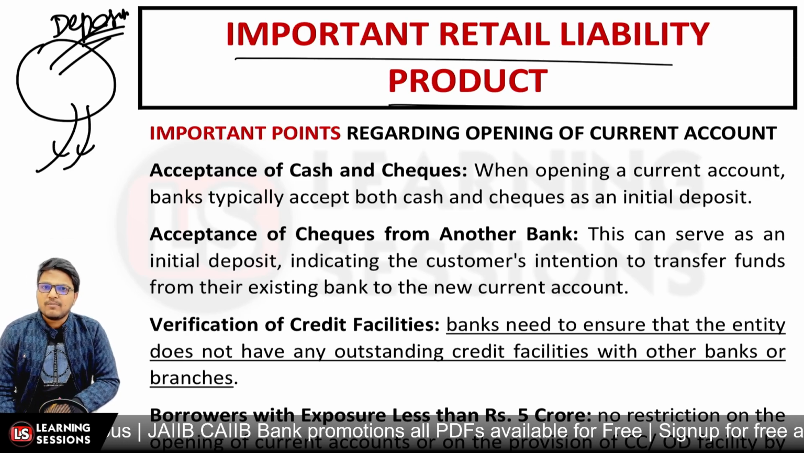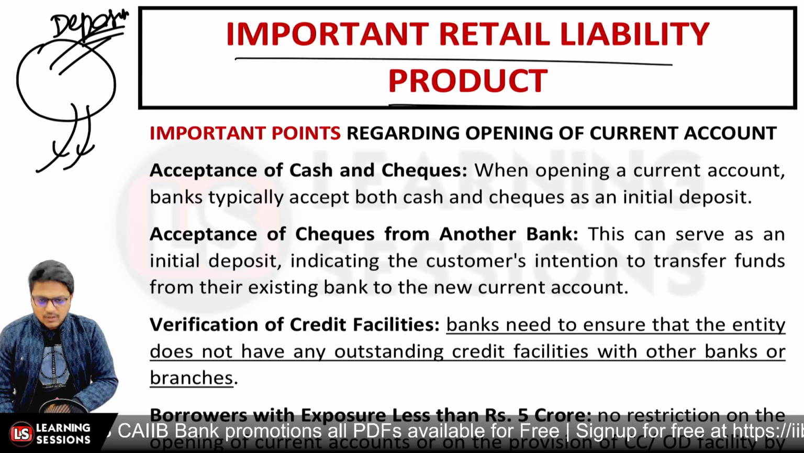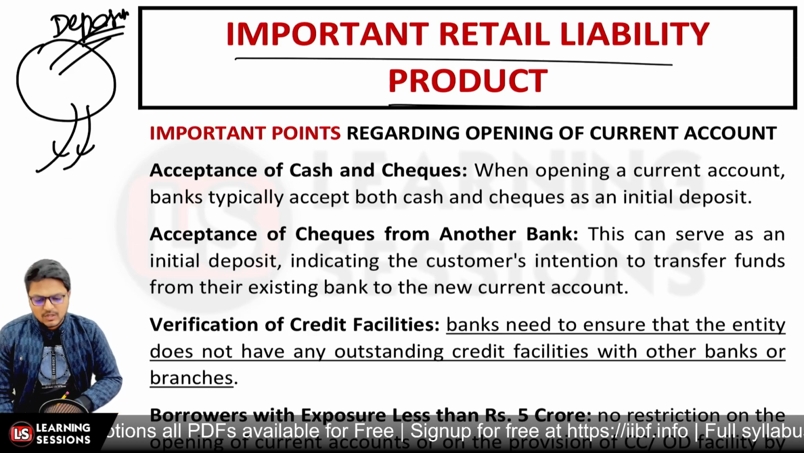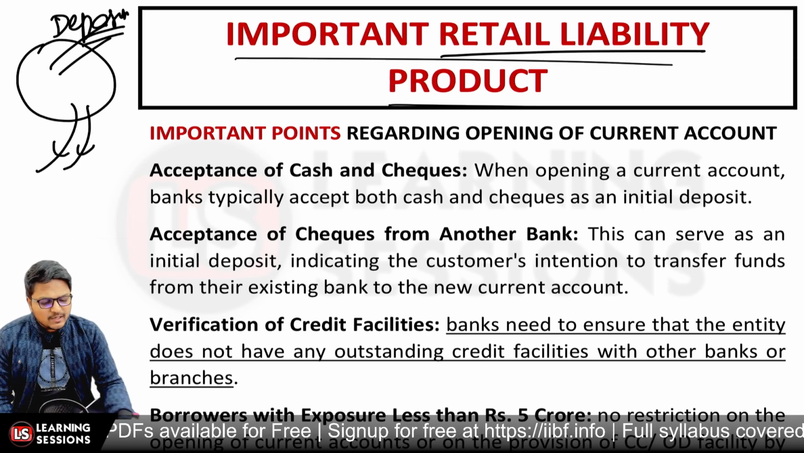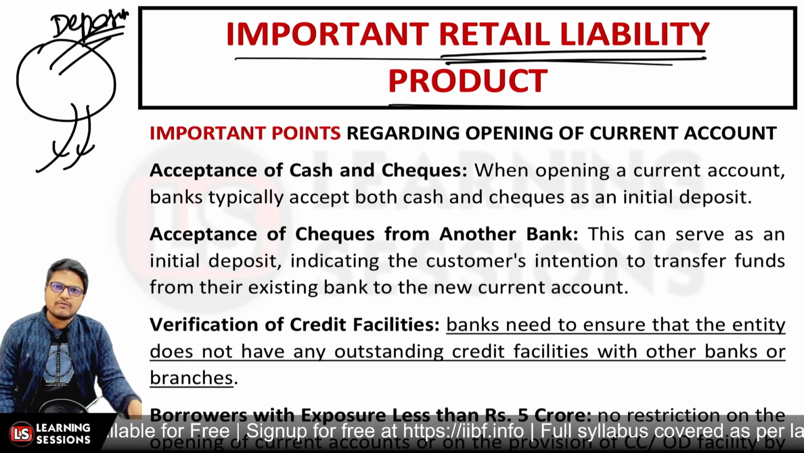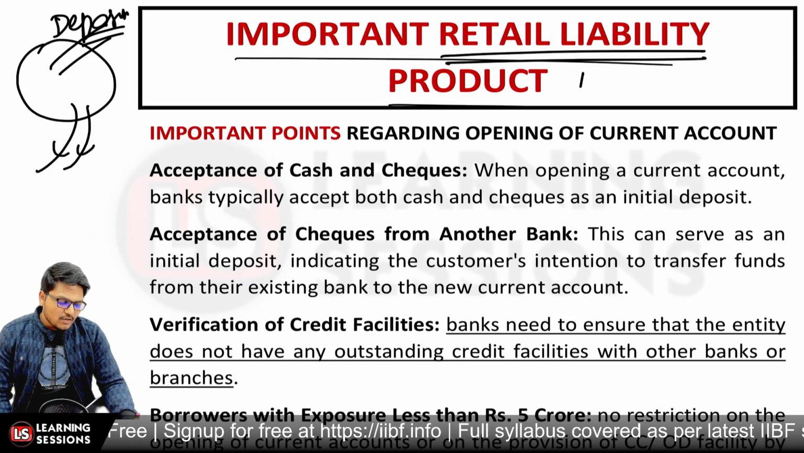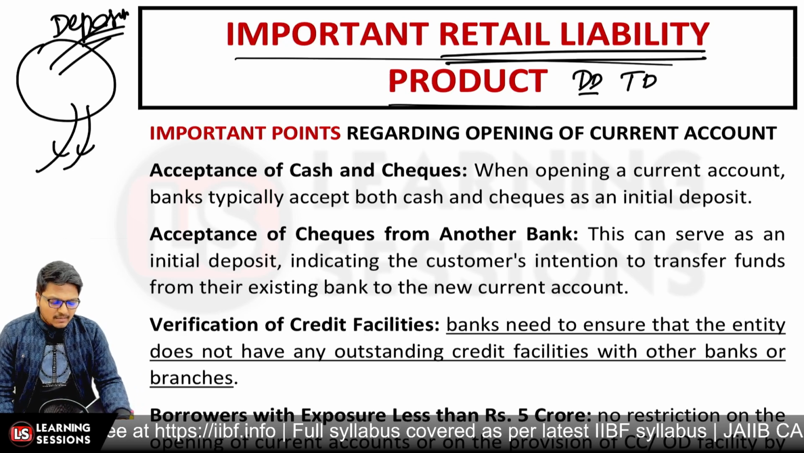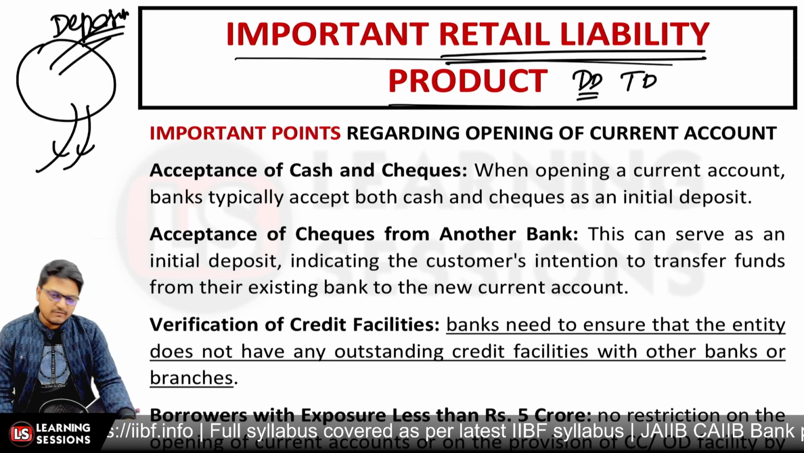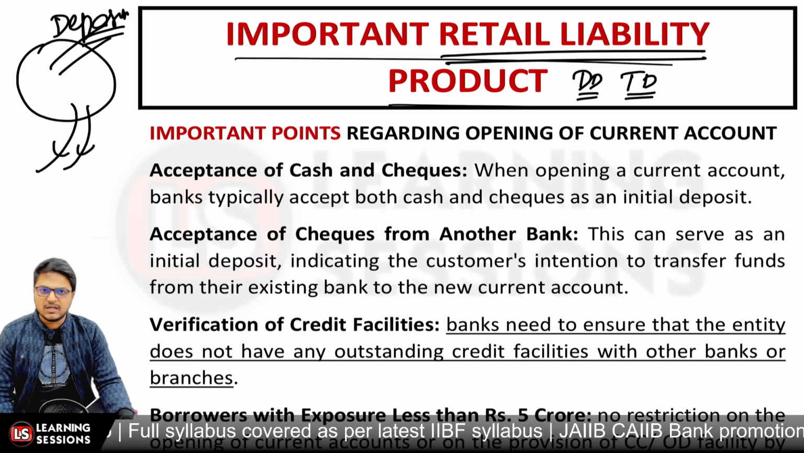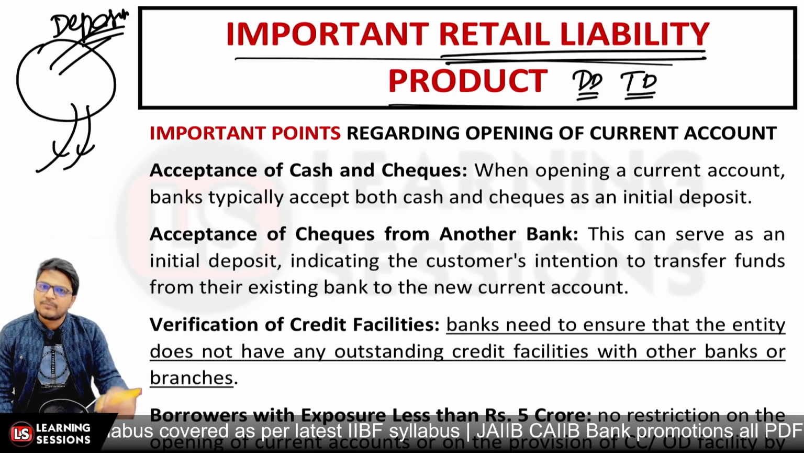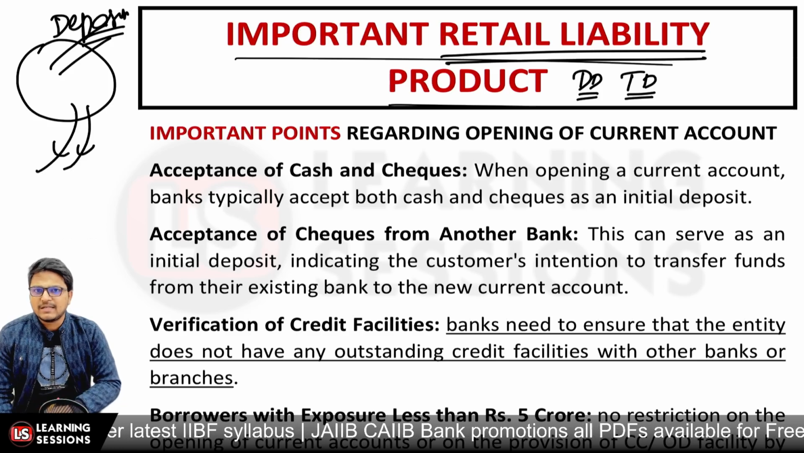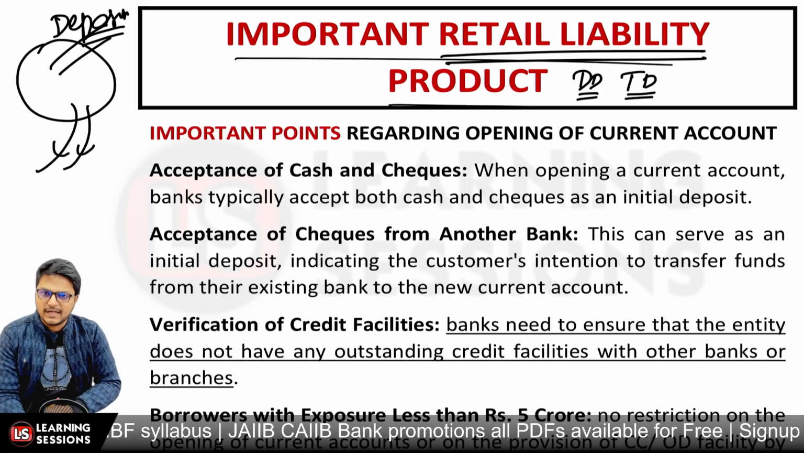Now let's understand the important points related to opening of a current account. First of all, it's related to acceptance of cash and checks. Now let me just tell you about the retail liability products. When we're talking about liability products, we are talking about the demand deposit, or the term deposit. In demand deposit, we have the current account and the savings account. In term deposit, we have the recurring deposit or the fixed deposit. So we are going to discuss each and every rule related to the same. Let's begin with the current accounts.